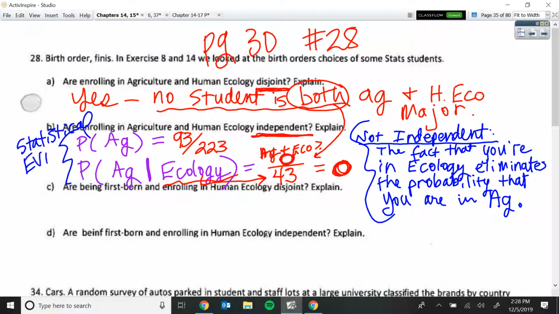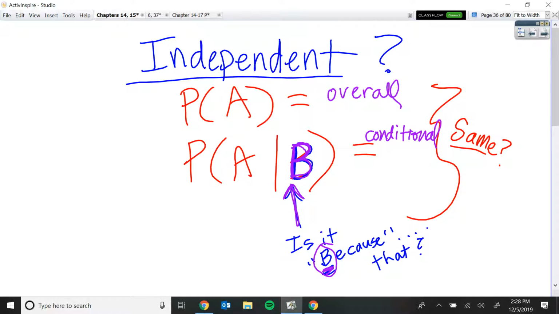Okay, so when you are asked about independence, this is what should come to mind. Okay, that's your trigger word. This is what should come to mind. Okay, very good. So I'll let you do the next two parts on your own about the firstborn and whatever else it is. But let's take a look at your homework from last night.